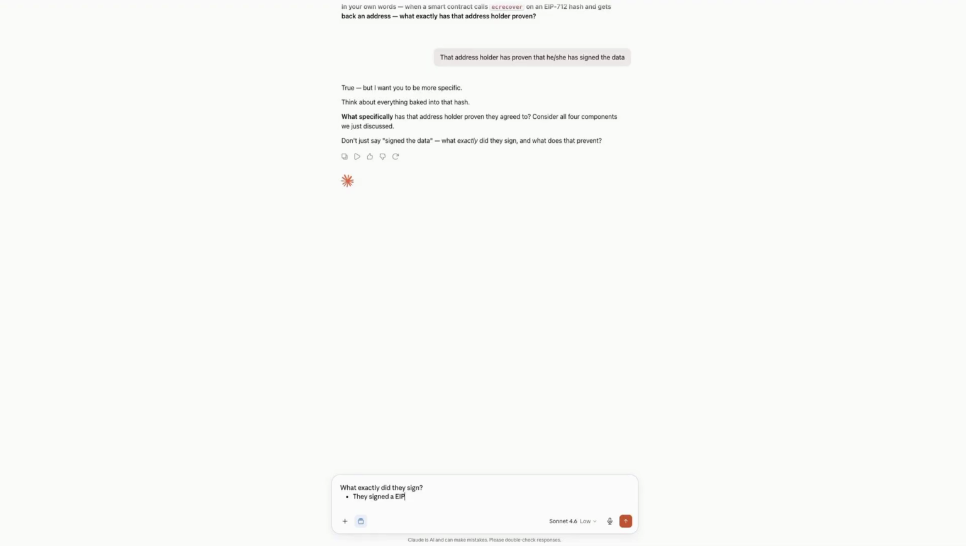They signed the EIP-712 typed data. Their signature cannot be replayed across different contracts because of the prefix 0x01 and 0x19 ensures their signature cannot be used as Ethereum transactions.